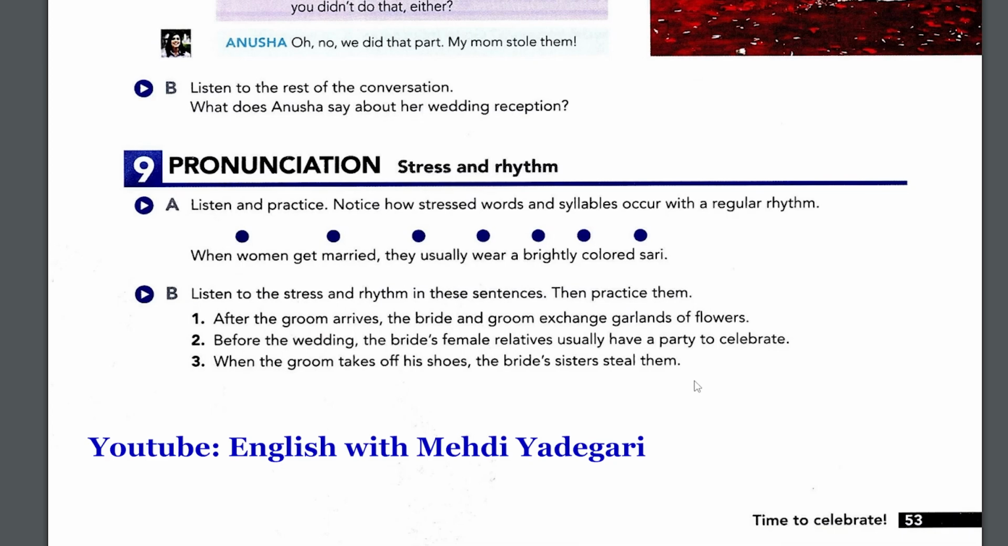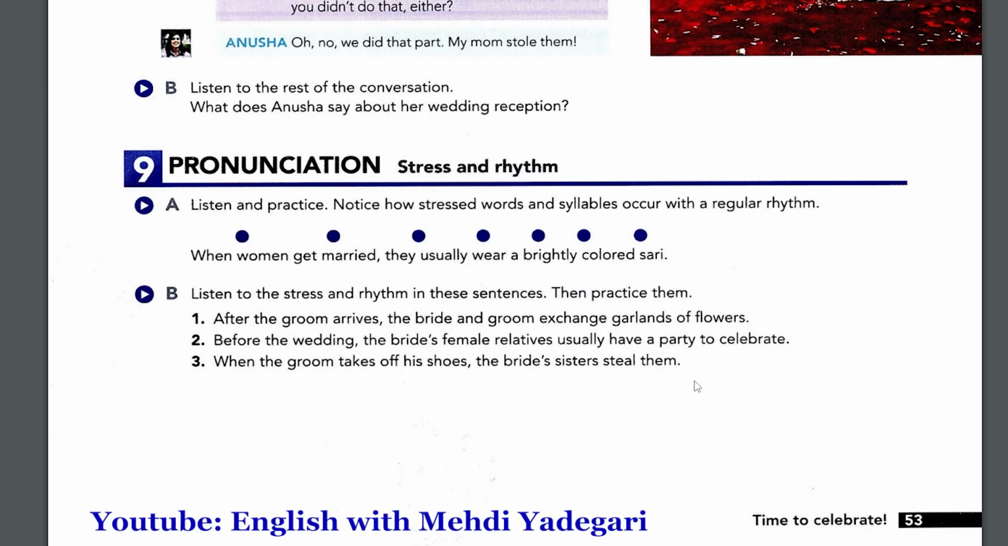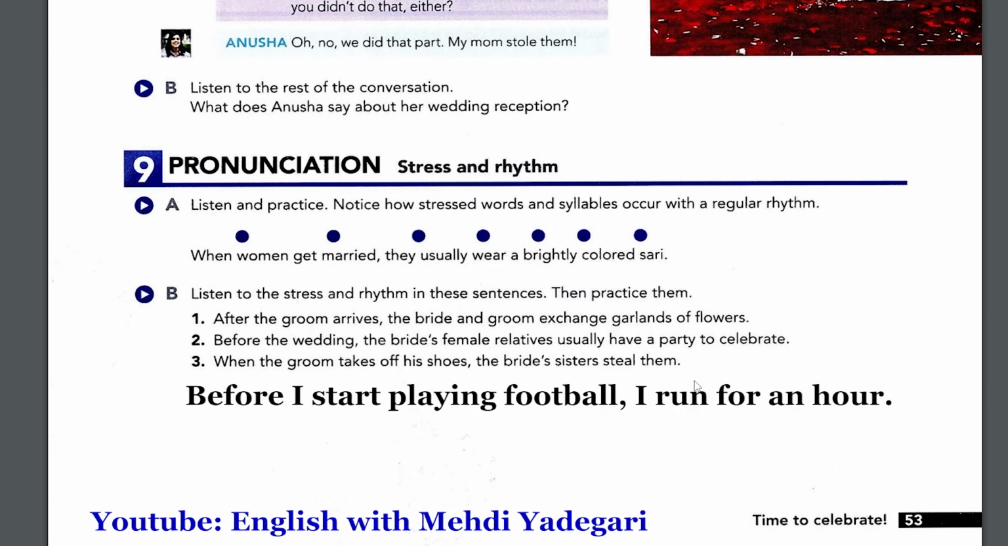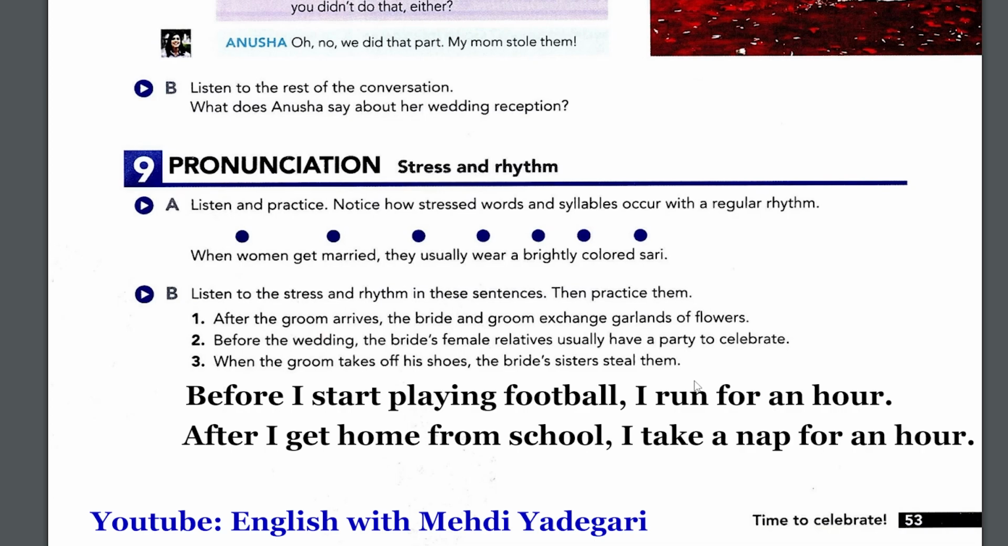When does that comma go? Say we want to say that before I play football, I run for an hour. So we use the word before. Before I start playing football, comma, I run for an hour. Another sentence: after I come home from school, I sleep for an hour. After I get home from school, comma, I take a nap for an hour.